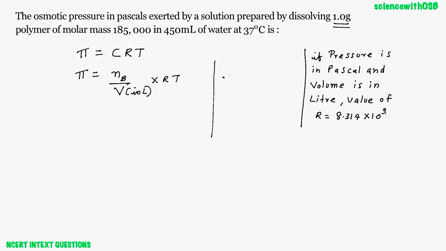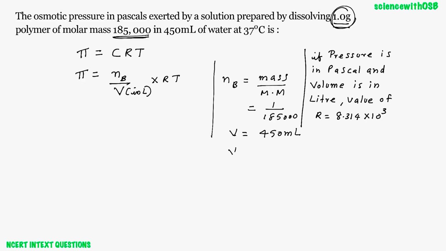See what is number of moles? Number of moles is equal to mass of solute by molar mass of solute, correct? What is mass of solute? It's given in the question, 1 gram. What is molar mass? See, 1,85,000, right? 1,85,000. Now what is volume? It's given in the question, 450 ml, which means how much liter? 0.45 liter, right?